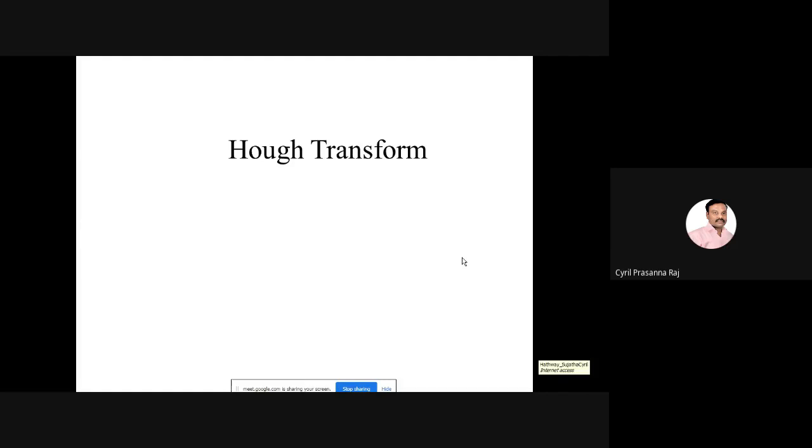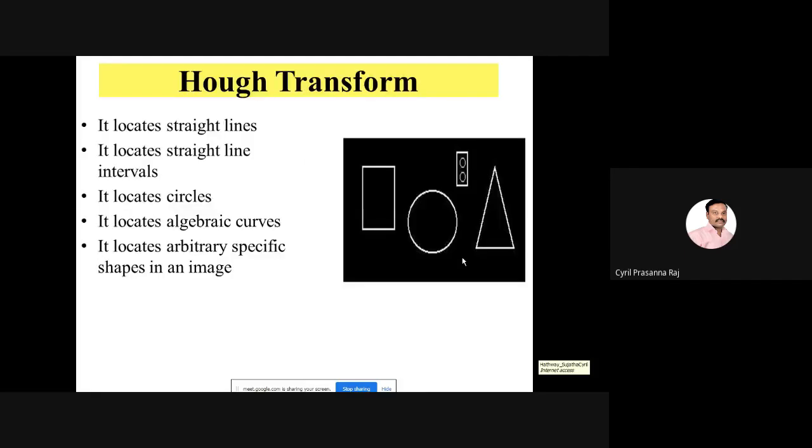Most of you would have done it and understood it. However, very quickly, I'll just tell you what Hough transform is all about. The purpose of Hough transform is very simple. Suppose you have an image, and in that image you have multiple objects like a rectangle, a circle, a traffic light signal, or a triangle. To identify these kinds of objects in a given image, we can use the help of Hough transform.